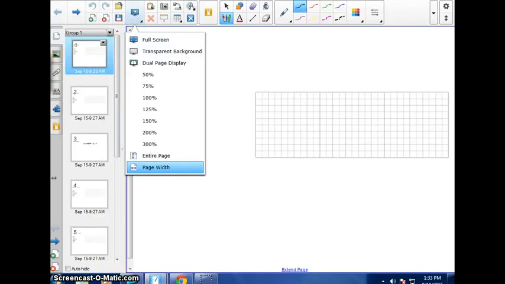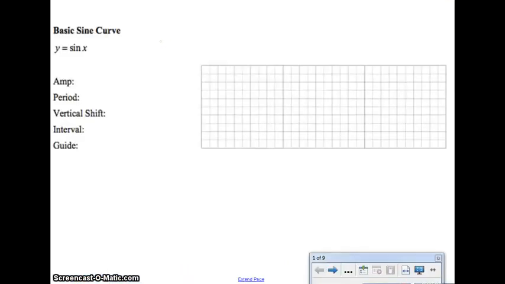So today we are going to be looking at graphing sine and cosine curves. All right, so this is the basic sine curve, and we'll be making transformations to this. But the very basic sine curve has an amplitude of 1. The period is 2 pi. There's no vertical shift on just the parent sine curve here. The interval is 0 to 2 pi.